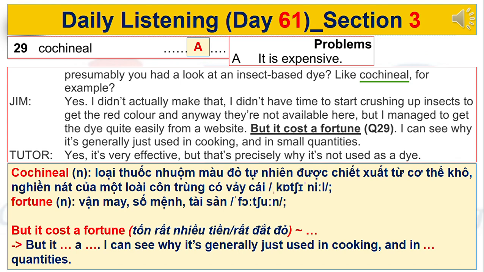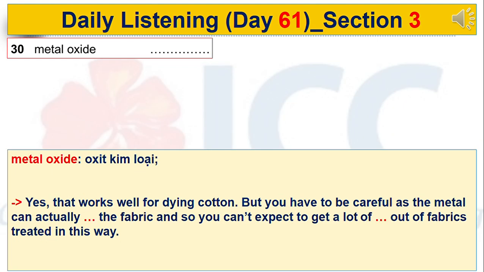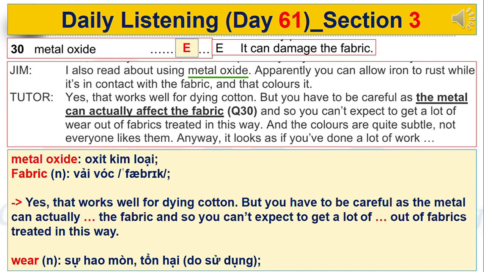I also read about using metal oxide. Apparently you can allow iron to rust while it's in contact with the fabric, and that colours it. Yes, that works well for dyeing cotton. But you have to be careful as the metal can actually affect the fabric, and so you can't expect to get a lot of wear out of fabrics treated in this way. And the colours are quite subtle. Not everyone likes them. Anyway, it looks as if you've done a lot of work.